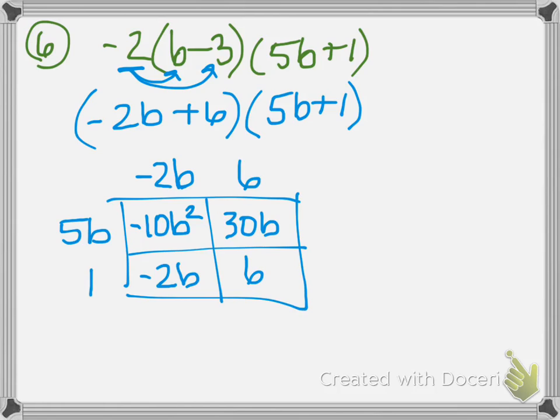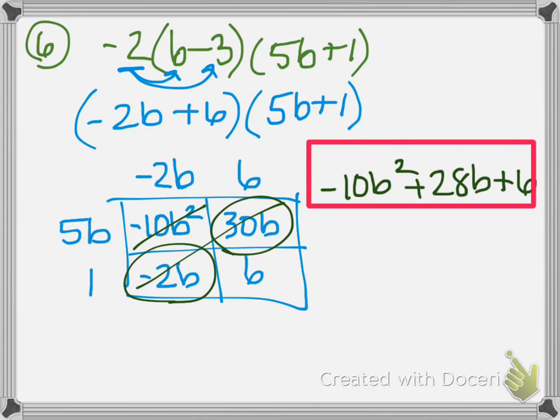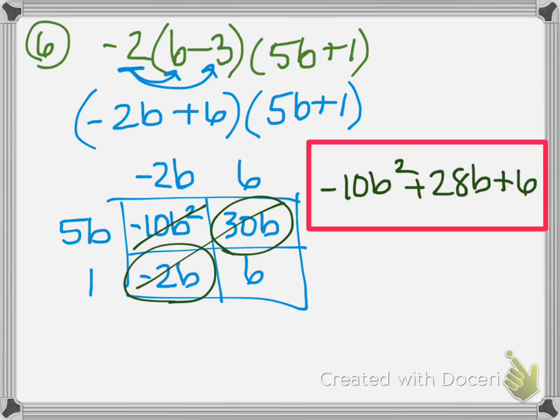Adding these guys all together, negative 10b squared, 30b minus 2b is positive 28b, and then plus 6. And there we are for number 6. Okay, on to the back.